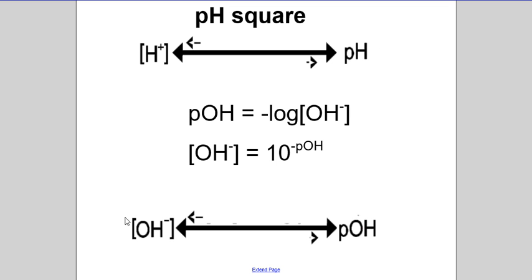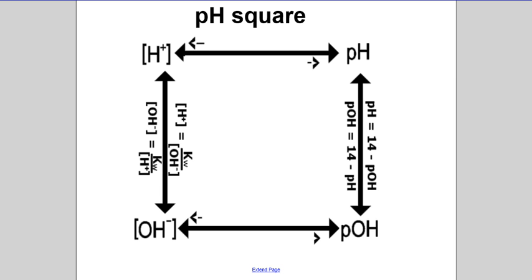And then we can do the exact same thing with OH and pOH. So again, if we know what the OH concentration is, negative log of this will give us pOH. And if we go the other way, if we know what the pOH is, we can take 10 to the negative pOH to get to OH. So that gets us back and forth. So this whole thing we call the pH square just because it tells us how to get back and forth between stuff. So we know how to go back and forth between H plus and pH. We know how to go back and forth between OH negative and pOH. So we can do these.